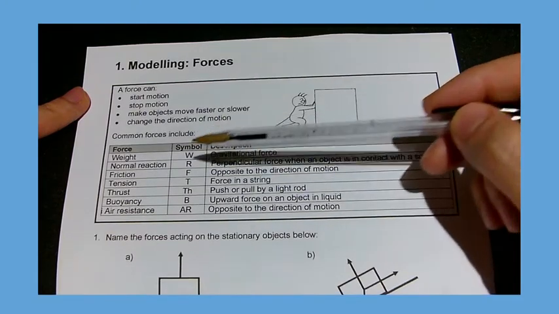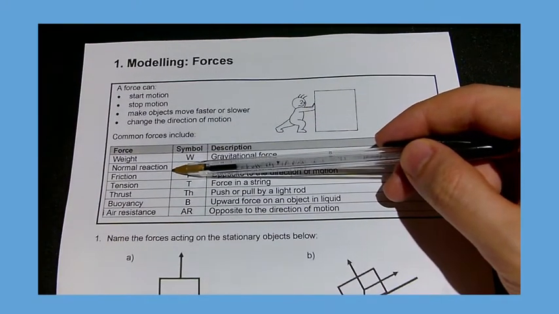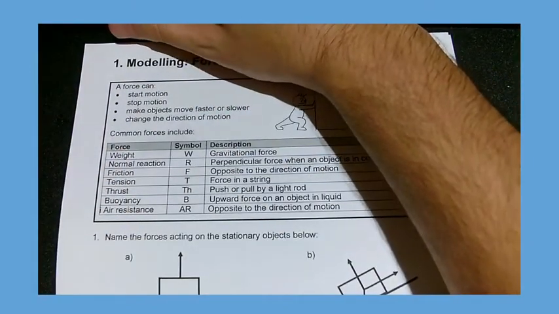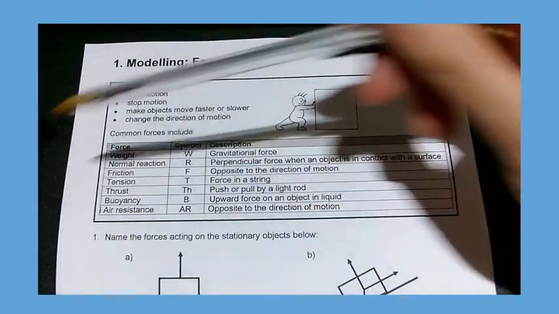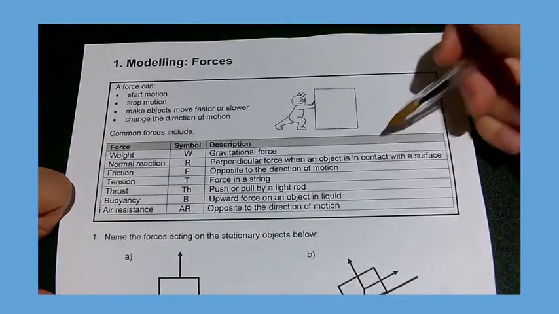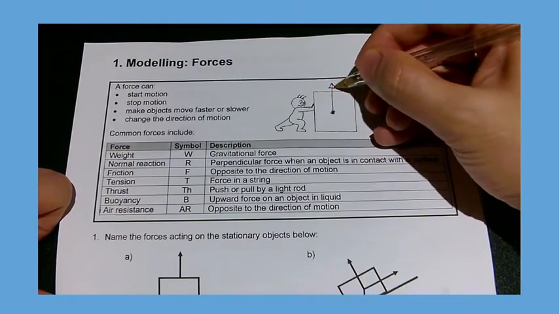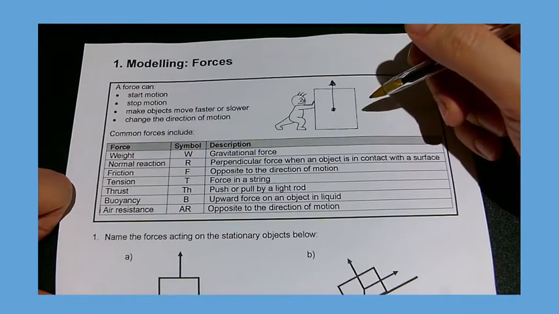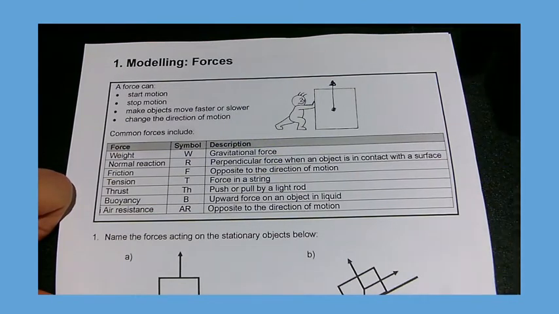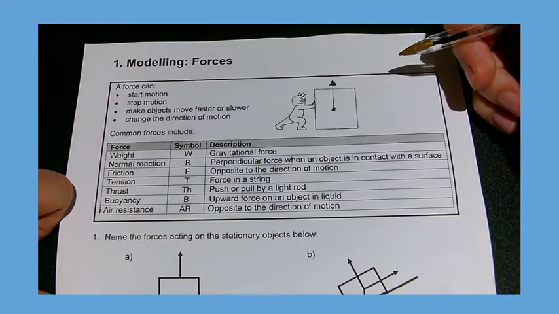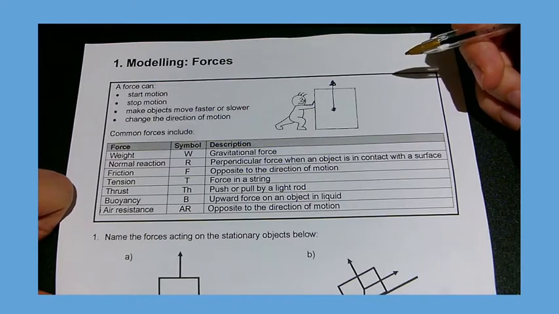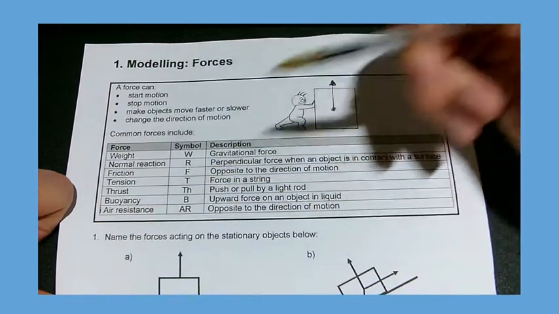Okay. Normal reaction, this is probably something you've not heard before, where we investigate the perpendicular force when an object is in contact with a surface. So any object that's on a surface will have a normal reaction force from the surface on the object. Friction, I'm sure that you've heard of from GCSE, is any force that opposes the direction of motion. Tension, that's the force in a string, given by symbol T.